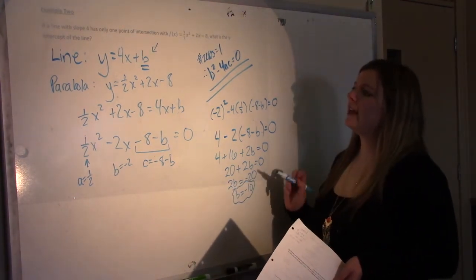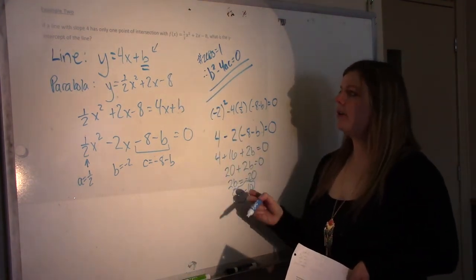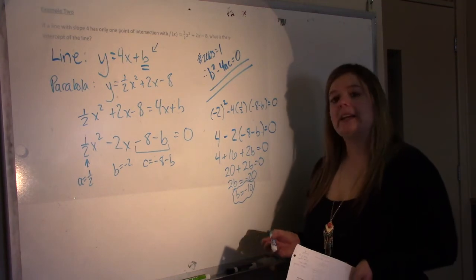So in order for this line to intersect this parabola only one time, this B value or the y-intercept has to be negative 10.